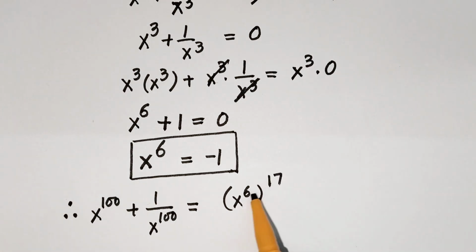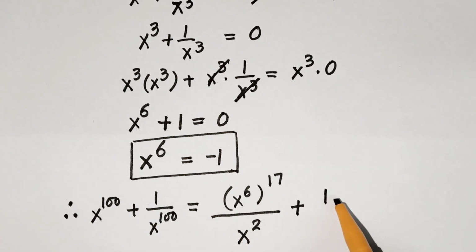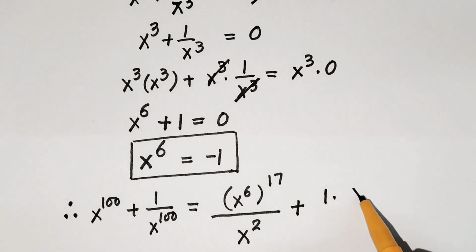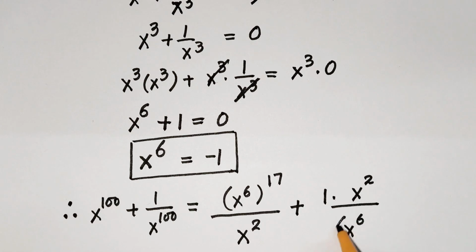So when we multiply 17 by 6 here, we get 102, divided by x squared. So now 102 plus 2, using the exponential identity, gives 102 minus 2, so it is equal to x raised to power 100. Similarly, plus here we write 1 times x squared as the numerator, and x raised to power 6, whole raised to power 17, is the denominator.